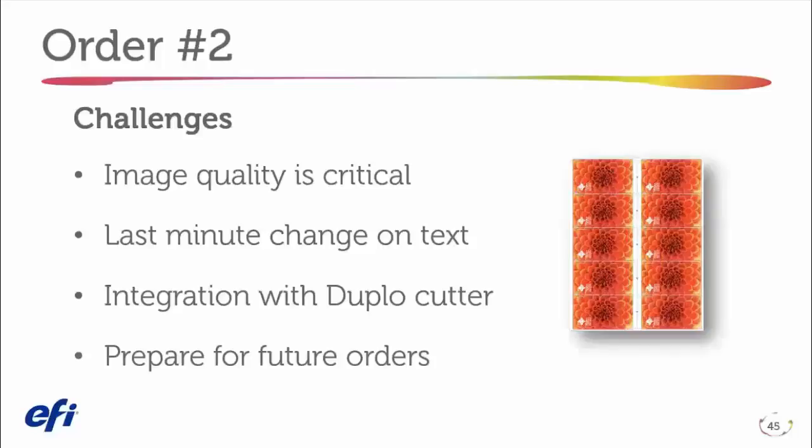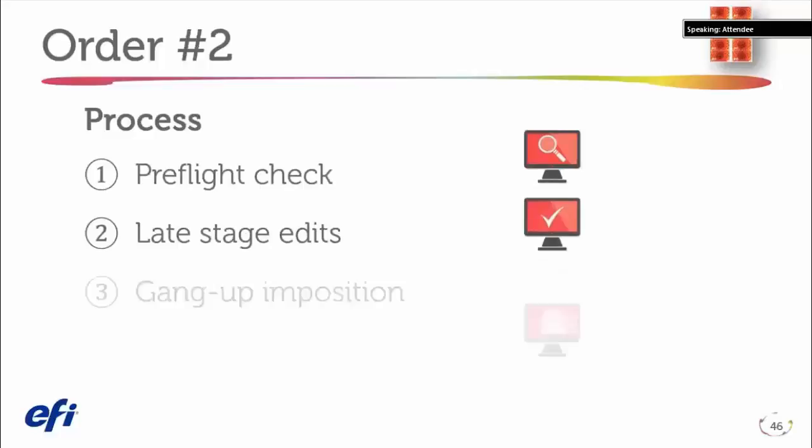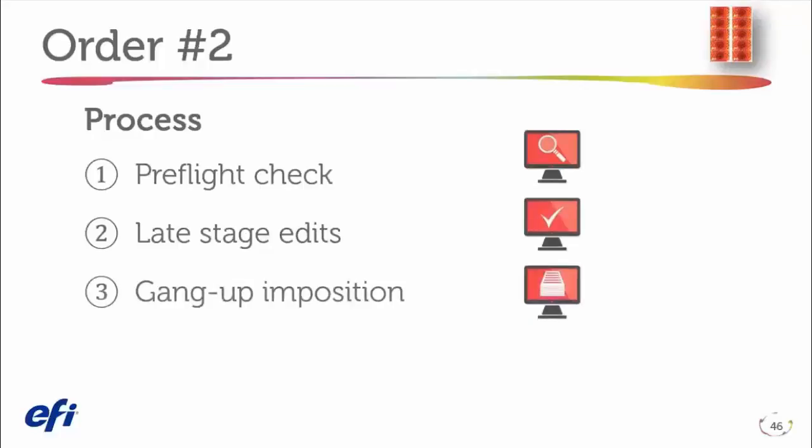So in this demo, I'd like to show you, one, how you can make this last-minute change without going back to the customer, and two, if you do run into this type of job frequently enough, how you may automate for future jobs. And in terms of pre-press steps, we will go over one, Preflight Check, late-stage edit, gang-up imposition, setup for future automation.